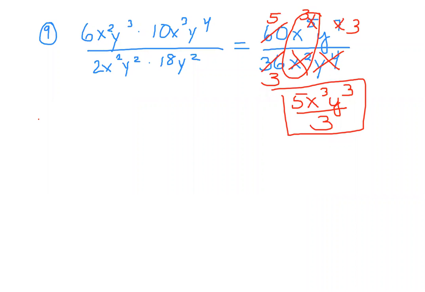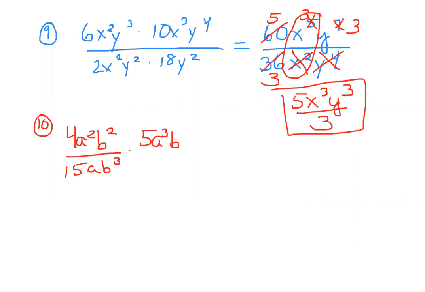Number 10 is the same type of problem, just monomials. 4a squared b squared over 15ab squared, times 5a cubed b to the 6th over 12a to the 4th b to the 7th. So we're going to put everything together. 5 times 4 is 20, a to the 5th, b to the 8th.